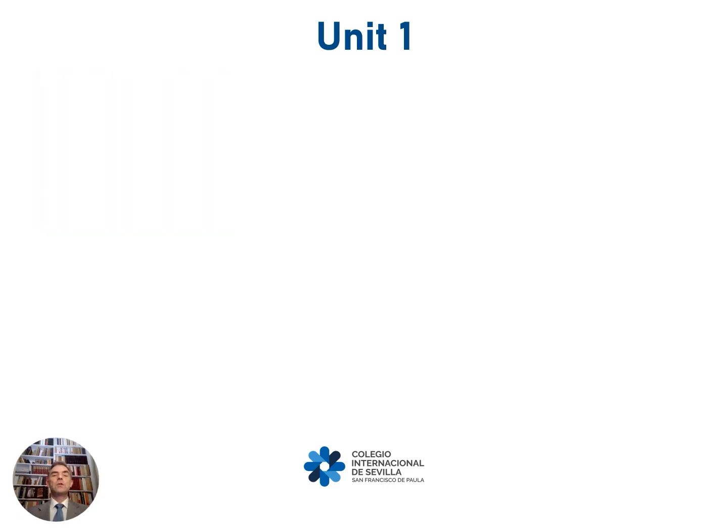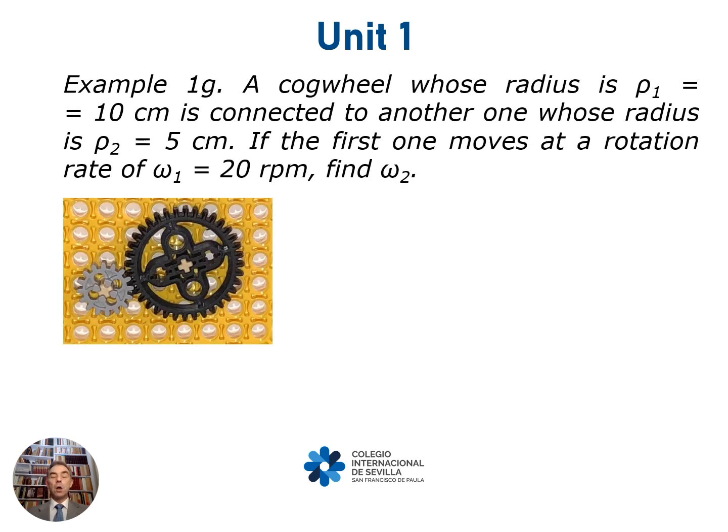To illustrate what we just saw, let's solve a numerical example. A cogwheel whose radius ρ1 is 10 centimeters is connected to another one whose radius ρ2 equals 5 centimeters. If the first one moves at a rotation rate of angular speed 1, omega 1, 20 rotations per minute, find omega 2, angular speed 2.